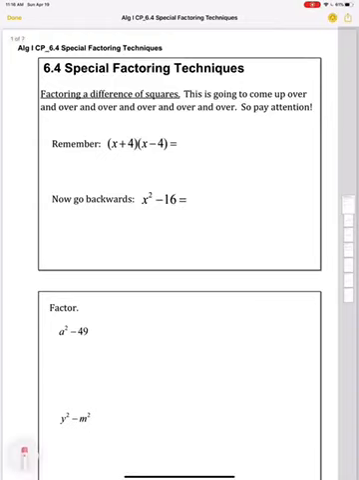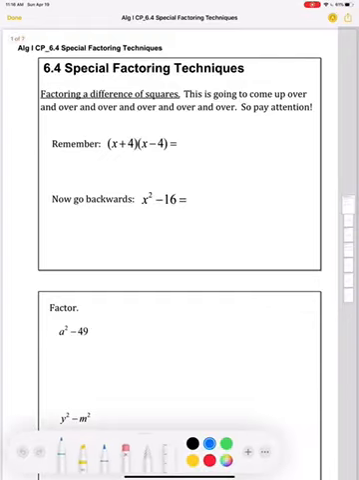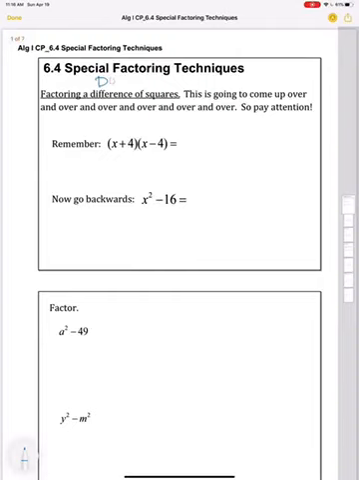You might see that abbreviated in some places as D.O.T.S., difference of two squares. So, factoring the difference of two squares. Now, why is it called the difference of two squares? Well, it means that you have a difference. What does difference mean? It means subtraction.